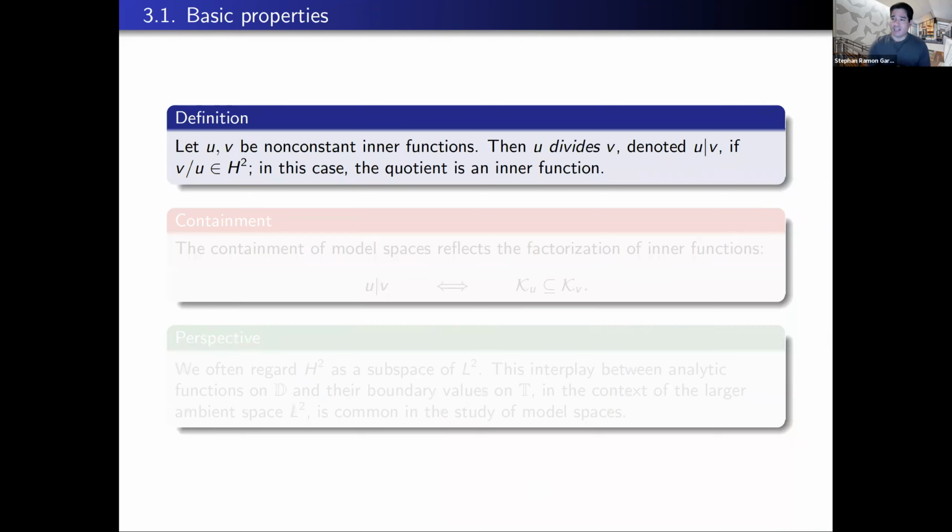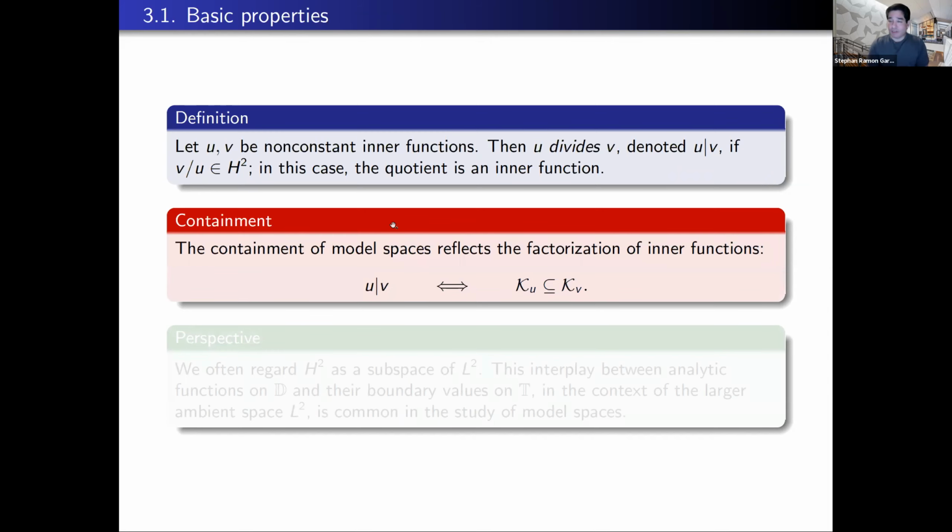Now, let me give you a couple of basic containment properties. How do model spaces relate to each other? If U and V are non-constant inner functions, we say that U divides V, denoted U slash V, if the quotient V divided by U belongs to H2. Because of the inner function factorization theory, one can characterize exactly when that happens in terms of singular inner functions and Blaschke factors, but we will just leave it at this. The point is U divides V if and only if V divided by U happens to be an inner function at all.